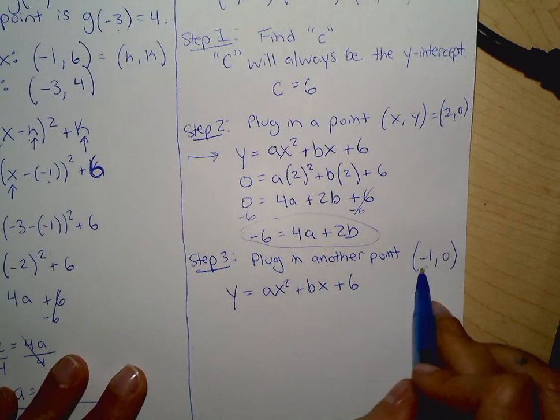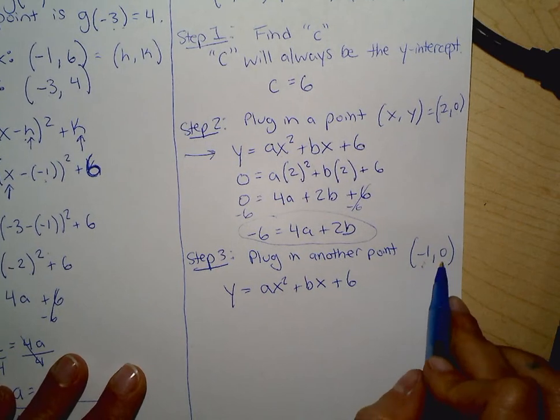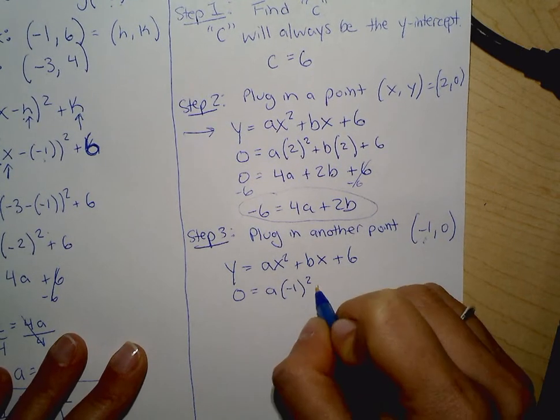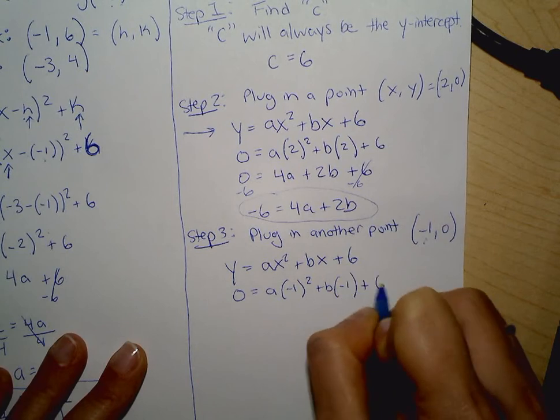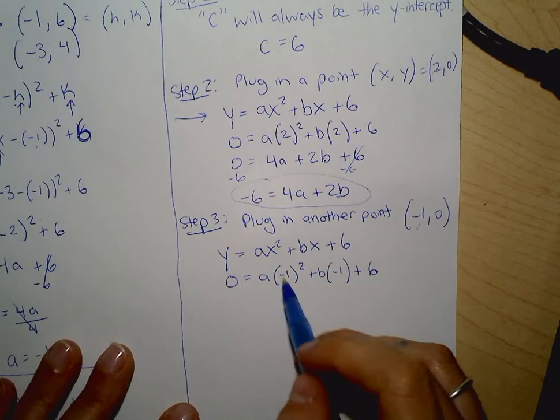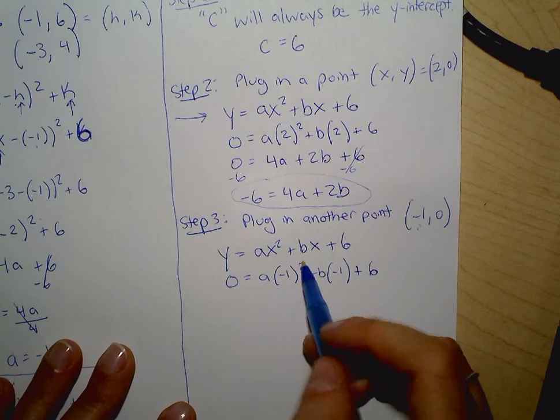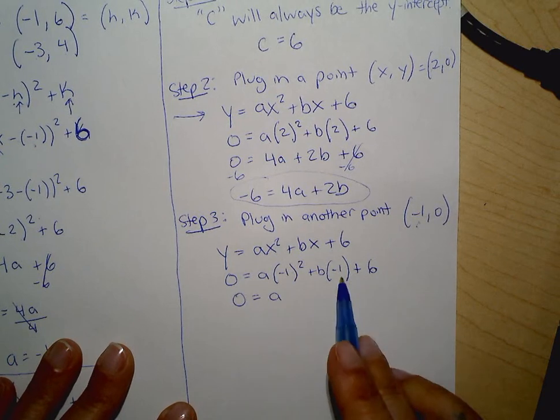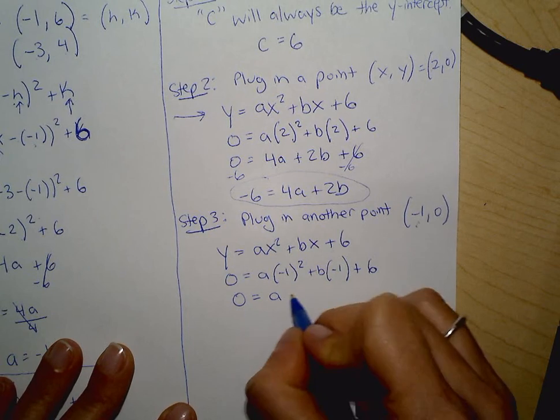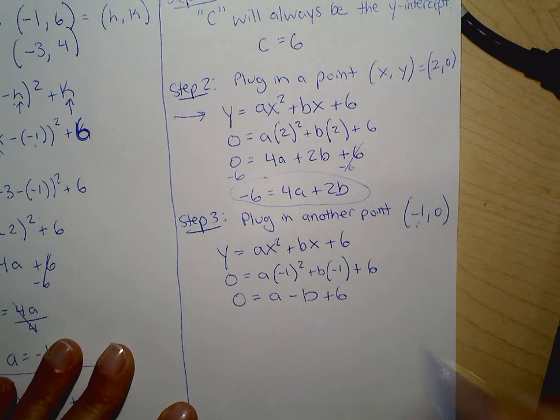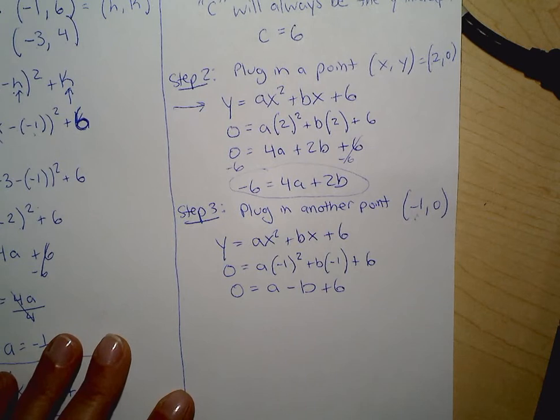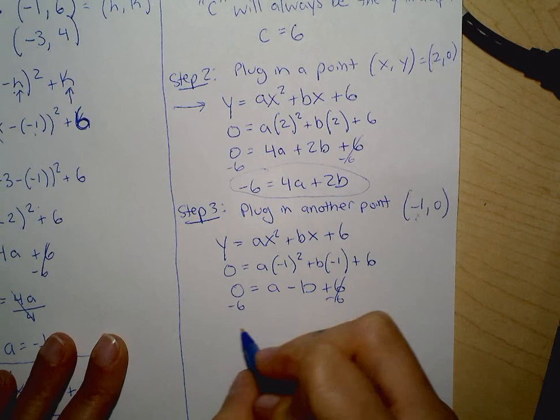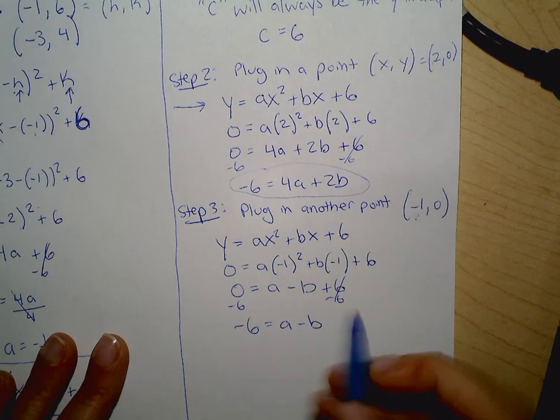But now I'm going to plug in -1 for x, and I'm going to plug in 0 for y. So 0 is equal to a times -1 squared plus b times -1 plus 6. -1 squared gives me a +1. So +1 times a is just a. -1 times b is going to give me -b plus 6. So now what do I want to do? Good, subtract 6. So -6 is equal to a minus b. And I can't combine these terms.